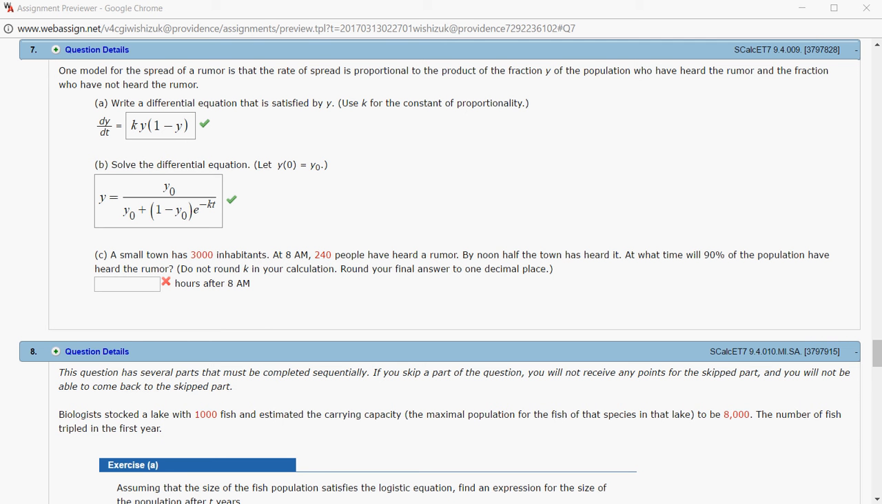All right, let's look at part C. A small town has 3,000 inhabitants. At 8 a.m., 240 people have heard a rumor, and by noon, half the town has heard it. At what time will 90% of the population have heard the rumor? So let's look at that.